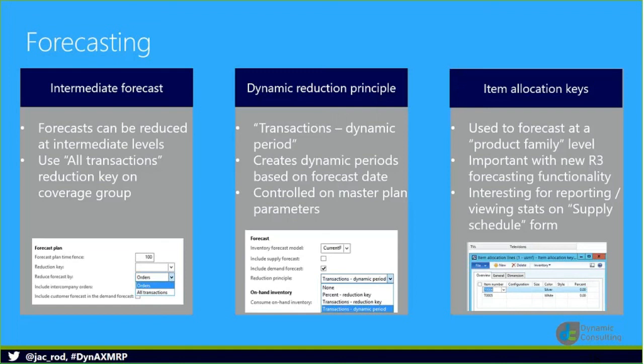And then you don't even really have to use it for forecasting if you don't want, but you can still use it for reporting. So you can see in the screenshot down below, I've actually created an item allocation key with 2 disparate item numbers. And then I would group those 2 together into my TV item allocation key, and then I could report on that. I could look at forecasts by that item allocation key. I could look at actual orders by that from the supply schedule form if I wanted to as well. So those are some new features that are available and something that's important to be aware of.